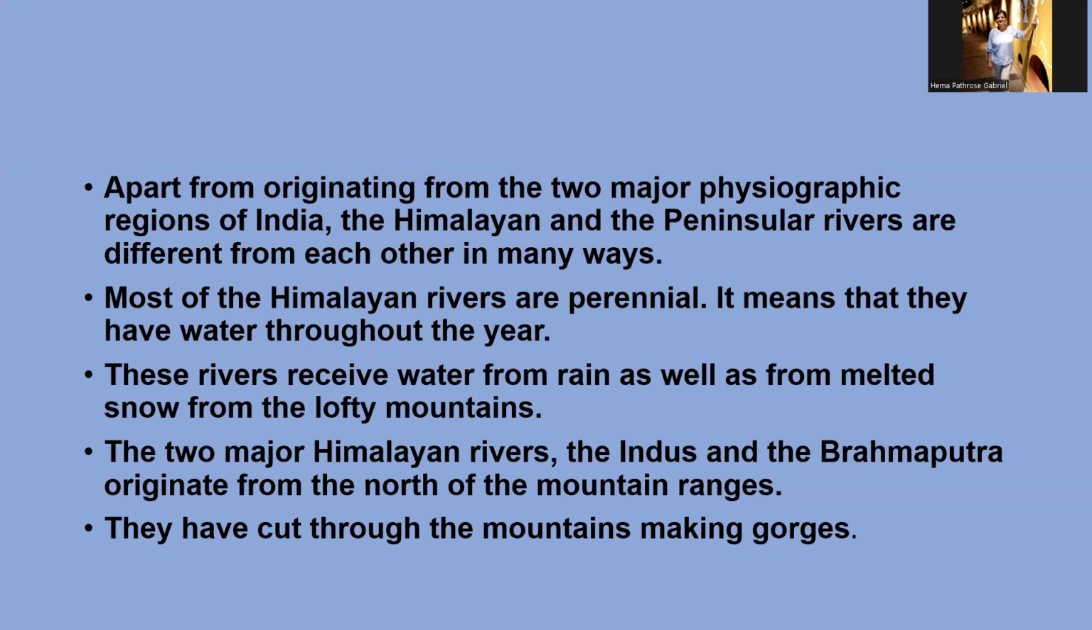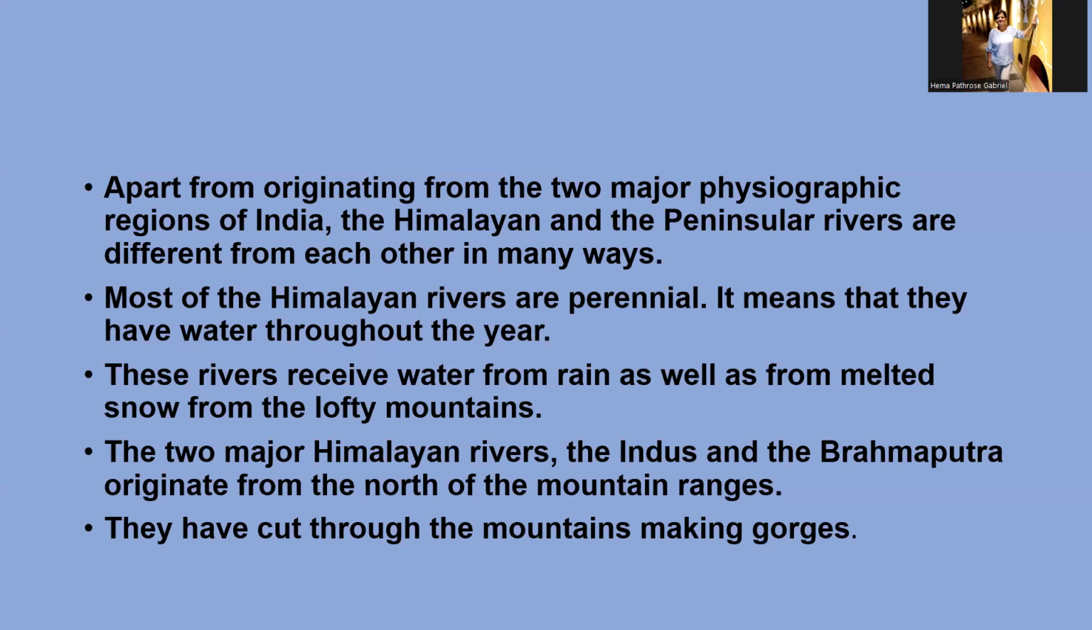Let us see what are the differences. The Himalayan rivers are perennial. What do you mean by the term perennial? It means that they have water throughout the year. From where they are getting water throughout the year? They get water from rain as well as melted snow from the lofty mountains.